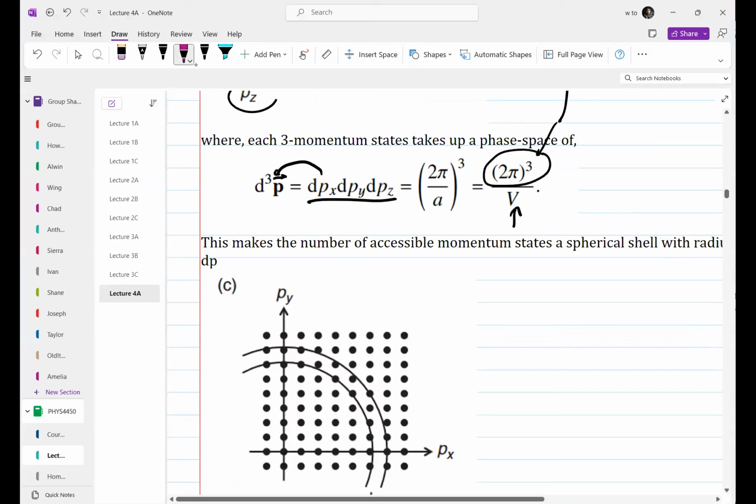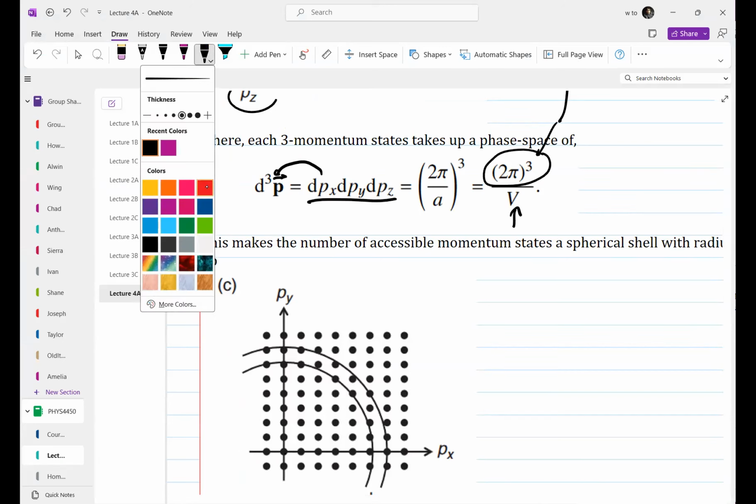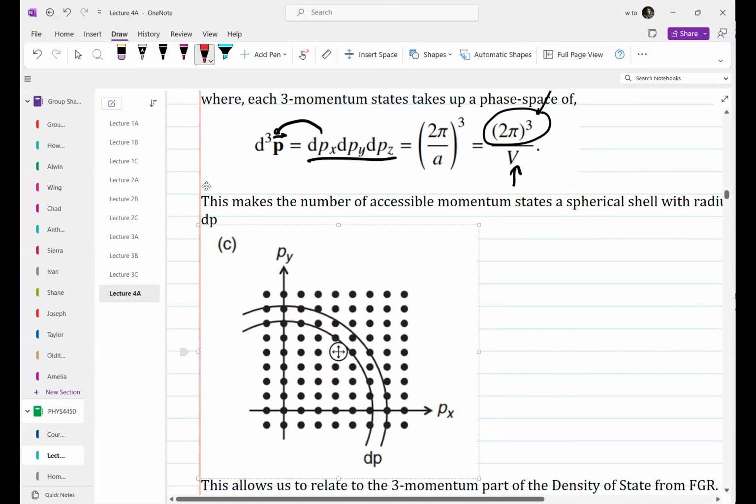Okay, let's do two blacks. Let's do a red here. Similarly, in order to conserve momentum, you will also find yourself within some kind of thin shell of momentum in 3 dimensions. Imagine a sphere, like a basketball, the leather part. I don't know what that's called, the skin part.